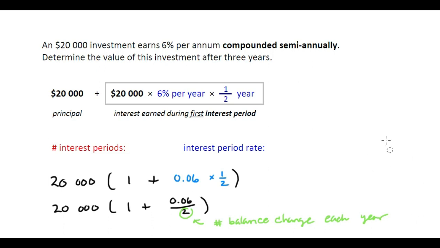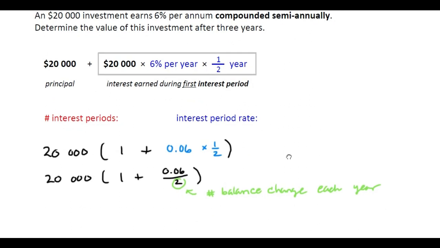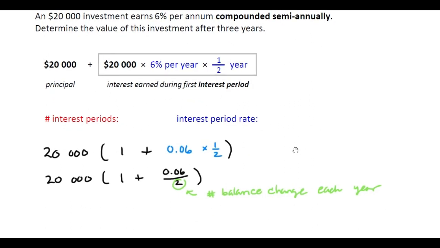But if you figure out that you have 2 balance changes every year, of course, note where that 2 comes from. It's just the annual percentage rate times a half of a year, but it's usually written this way in our compound interest formulas as a further simplification of this process. And now I've got to say to myself, how many times am I going to have to increase? What we have is an interest period rate of half of 6, which of course is 3%. So note that number that's in here, 0.06 divided by 2, is of course now 3%. So our interest period rate is 3%. It's usually called that, right?